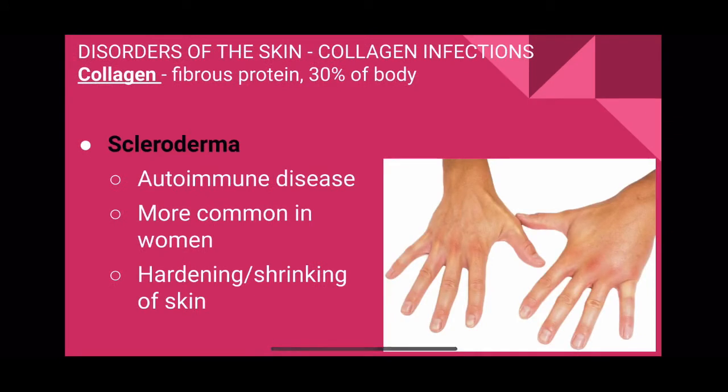The second collagen disease we're going to talk about is scleroderma. Scleroderma is a chronic persistent autoimmune disease that occurs more often in women than men and is characterized by hardening and shrinking of the skin that makes it feel really leathery. Some symptoms of scleroderma are that the joints show swelling, they usually become painful and stiff.